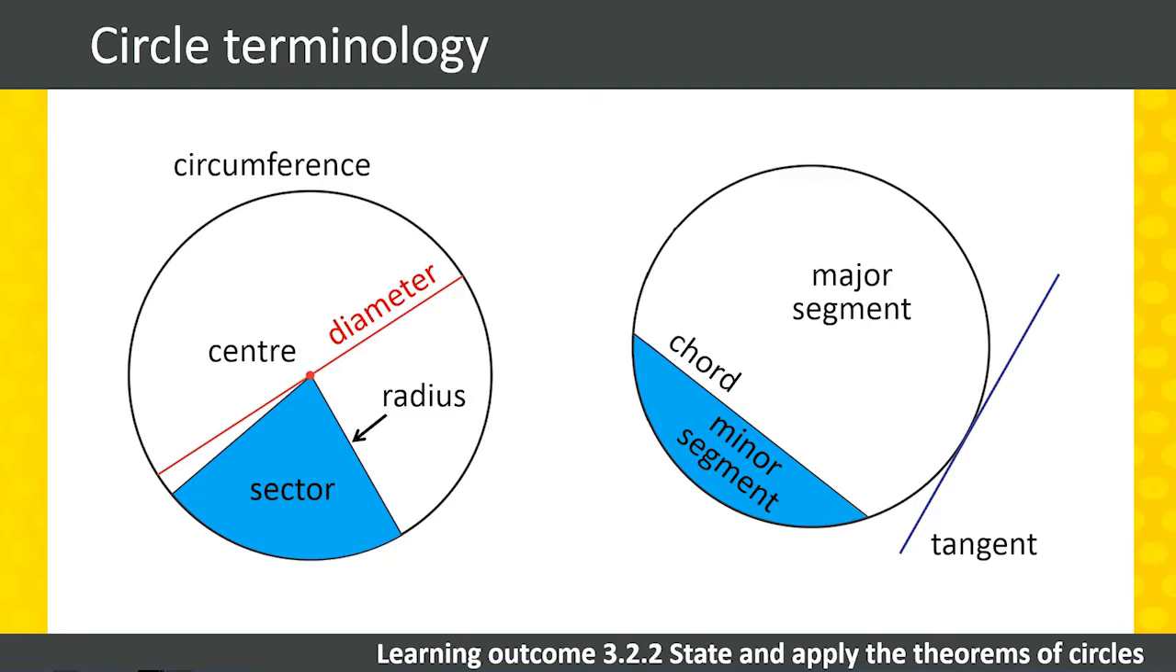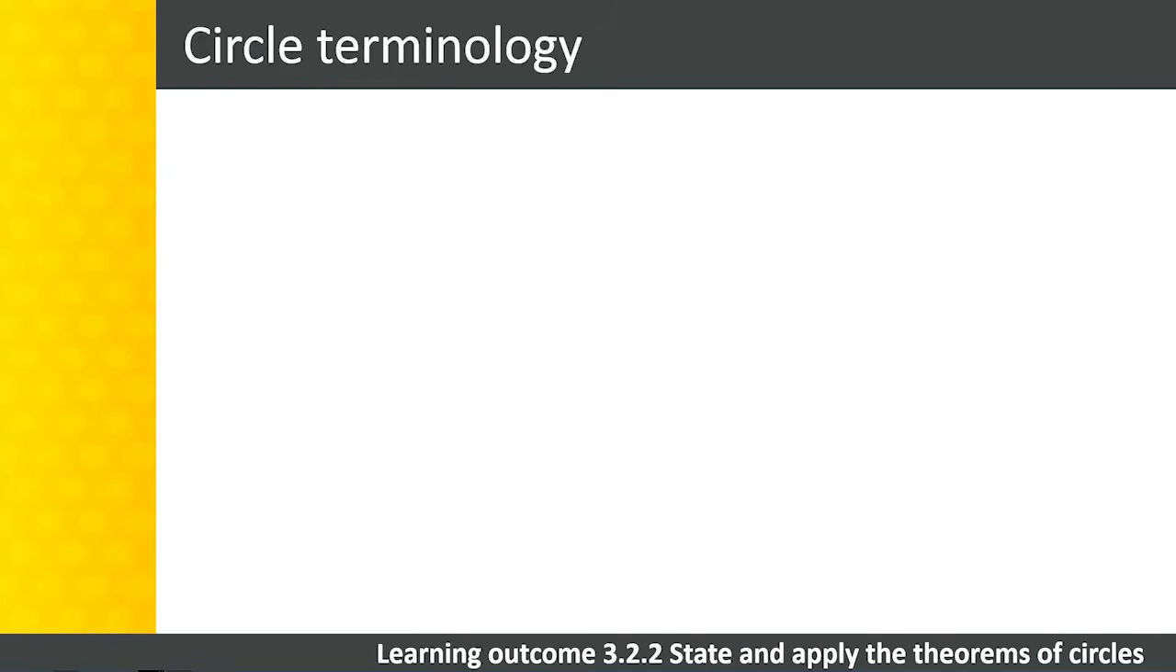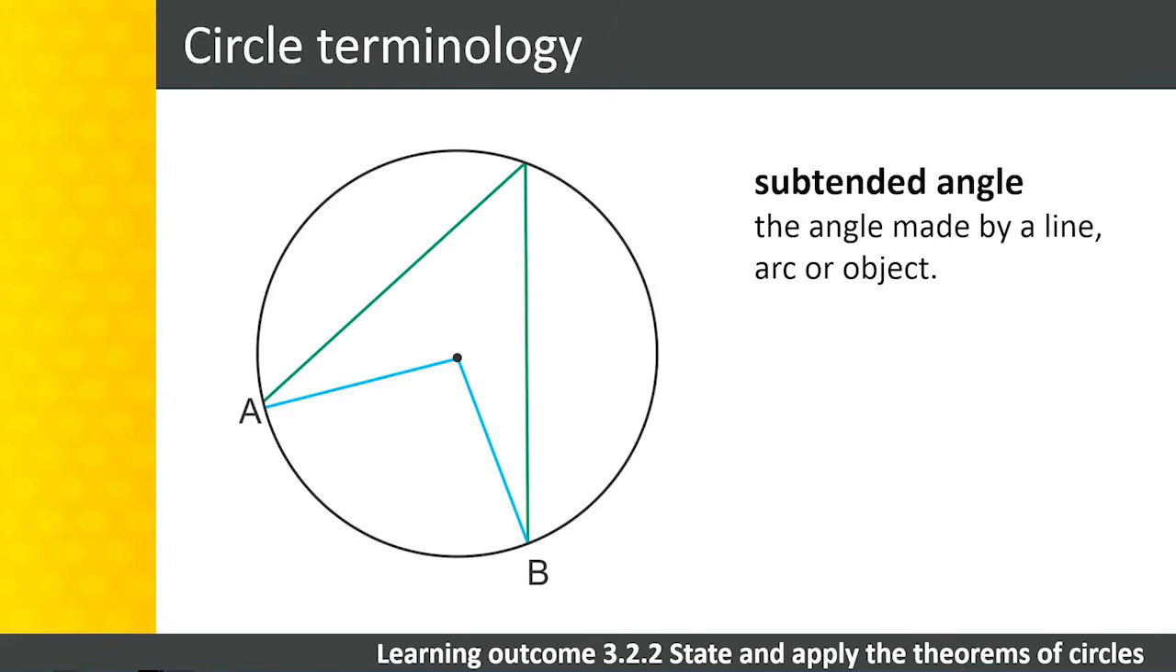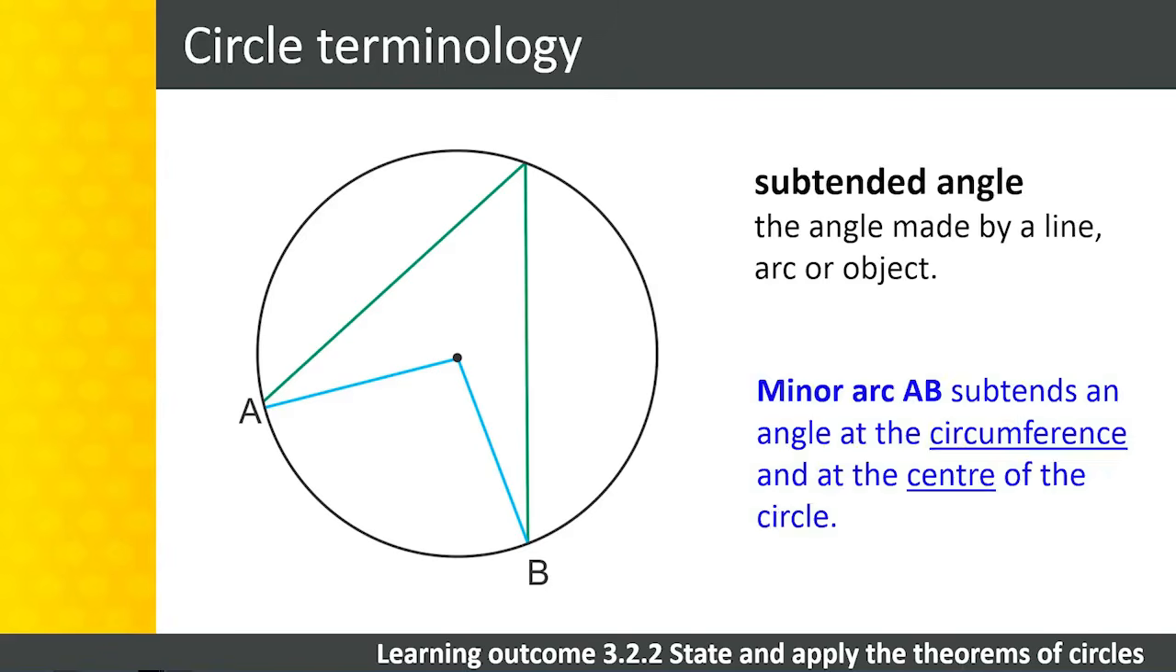Arc, a section of the circumference of a circle. The shorter arc is called the minor arc, and the longer arc is called the major arc. An important concept in circle geometry is a subtended angle. Subtend means to hold or contain an angle. In this diagram, the minor arc AB subtends an angle at the circumference and at the center of the circle.